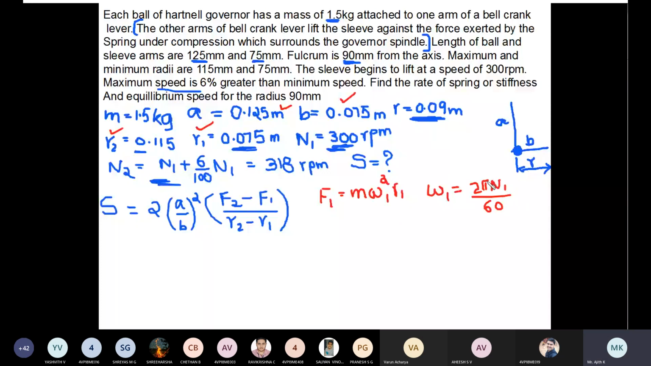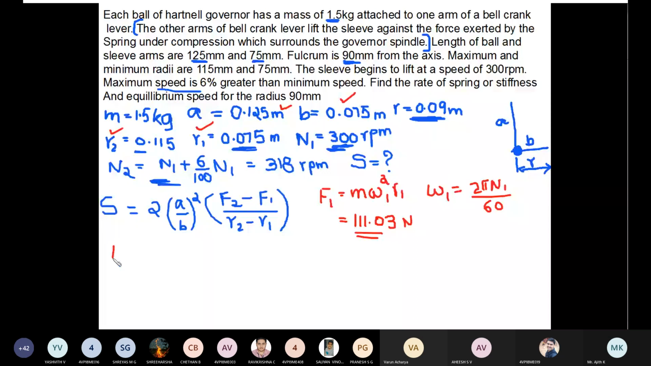Calculate omega. I know the value of n1, it is 300 rpm. After calculating omega, then calculate the f1 value. You will get the f1 value as 111.03 Newton. Then calculate the value of f2.